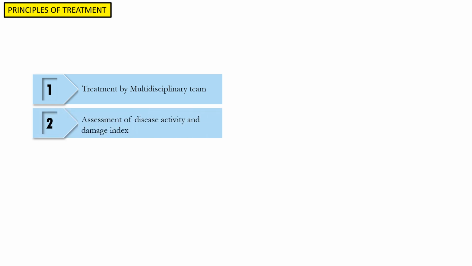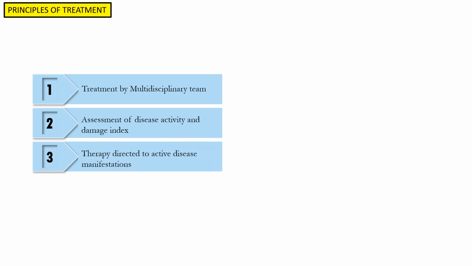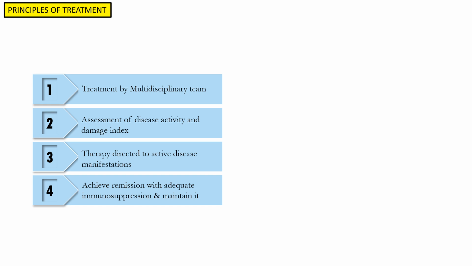Once you examine the patient, you have to assess the patient for disease activity and damage index as to which organs are actively involved. This is done by clinical examination as well as by investigations. The therapy is directed to active disease manifestations primarily. One must strive to achieve remission with adequate immunosuppression and maintain it.